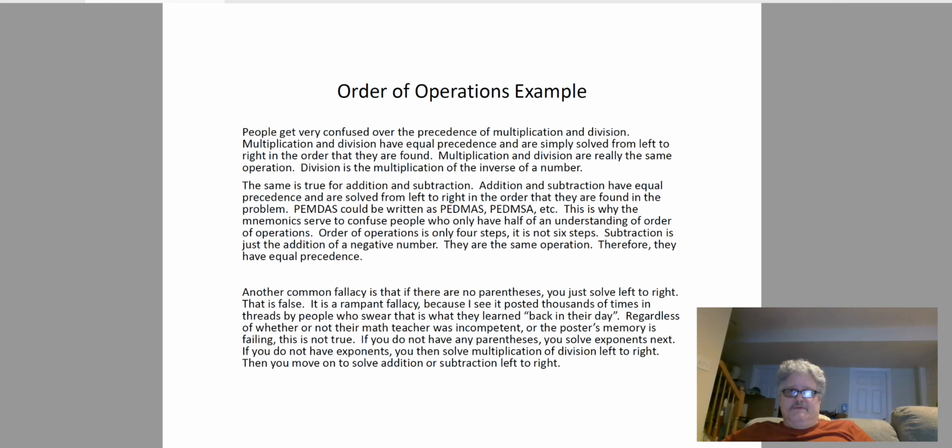People get confused. I want to spend a little bit of time talking about order of operations. A lot of people get confused over the precedence of multiplication and division. Multiplication and division, again, have equal precedence, and they're simply solved from left to right in the order that they're found. Multiplication and division are really the same operation. Division is the multiplication of the inverse of a number. The same is true for addition and subtraction. They also have equal precedence, and they're solved from left to right in the order that they're found in the problem.